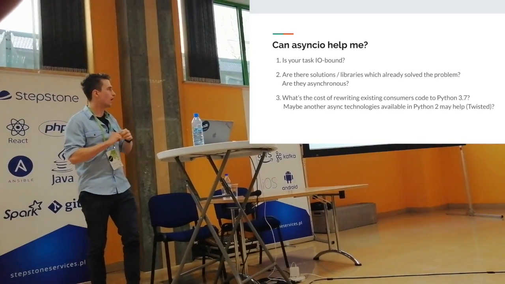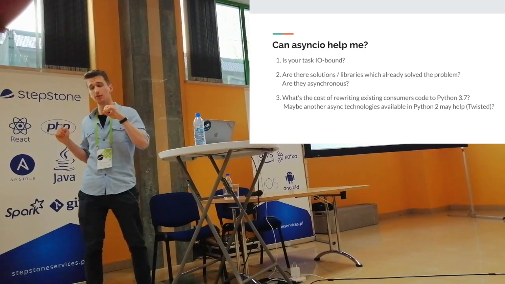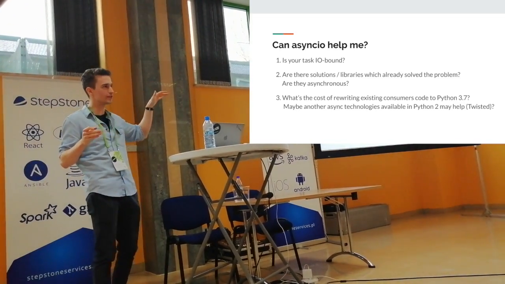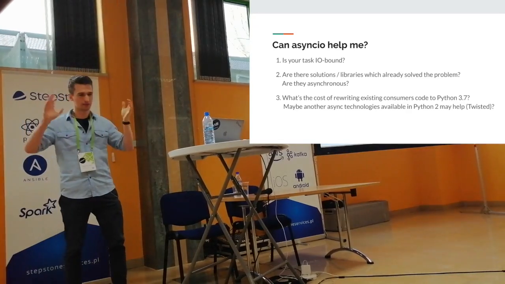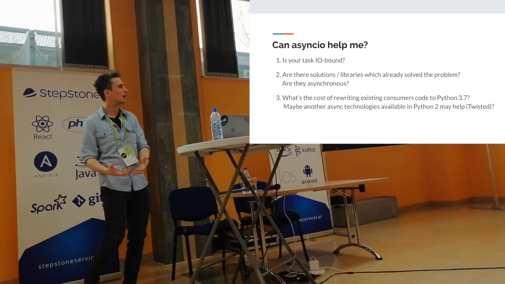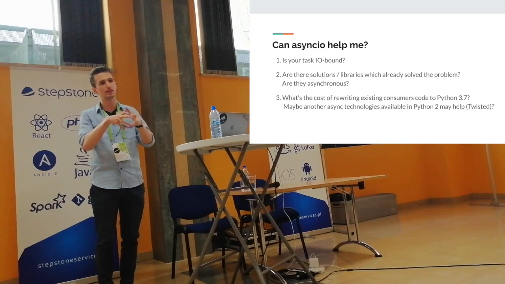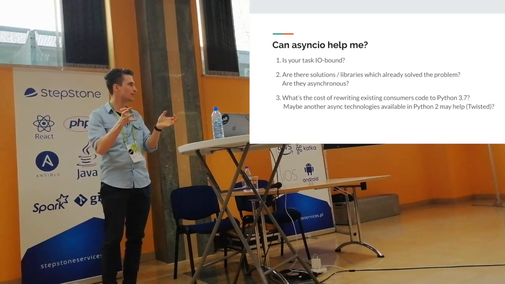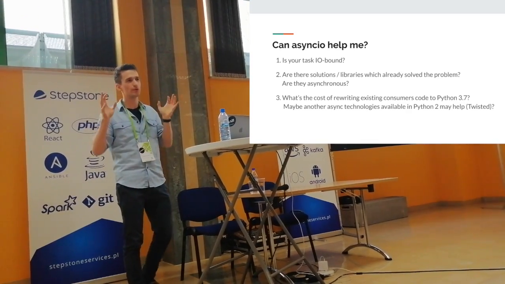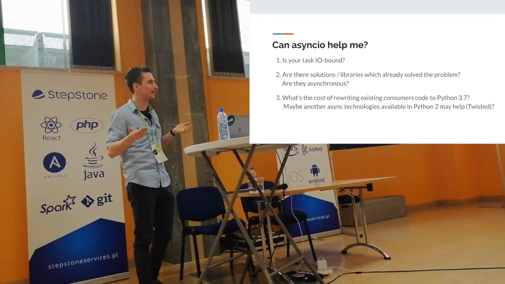The second question is, are there solution libraries that already solve the problem, and are they asynchronous? It's crucial for the Python world to have those libraries asynchronous, because in Python, comparing, for example, to Node.js, where all libraries are asynchronous from the ground up, libraries are usually synchronous. When you put a synchronous library that is consuming some amount of time in the asynchronous event loop, you are blocking the loop, meaning that the whole process stops running, meaning your tasks are not processed.